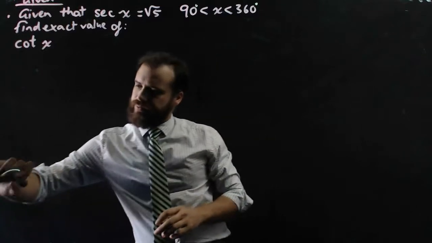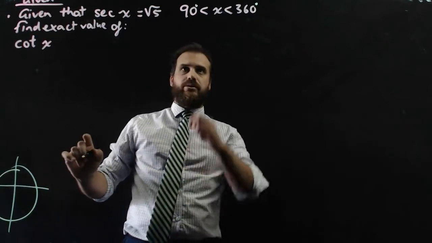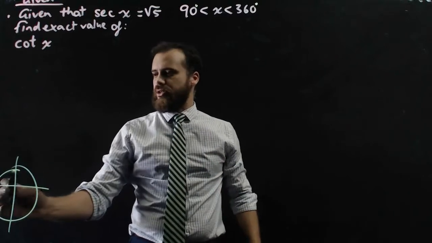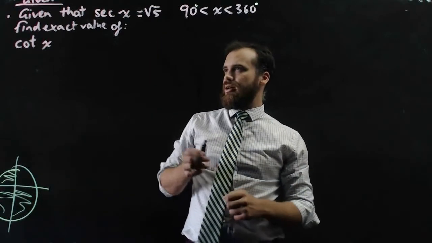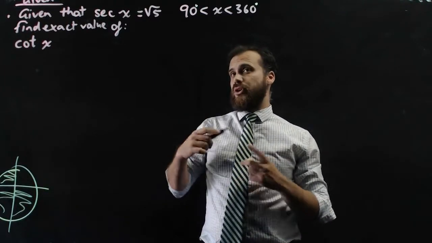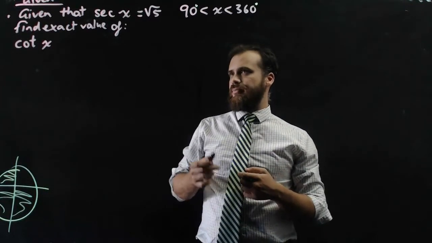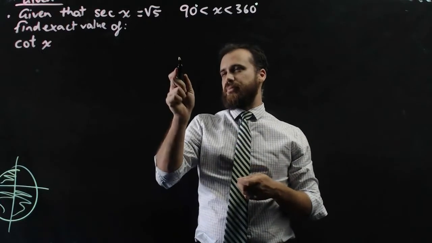We've got a unit circle. Hopefully that works, yep. Now, it's between 90 and 360, so quadrants 2, 3, and 4 are in play. Now, sec x. Sec x is 1 on cosine x, and the answer is root 5. That's a positive number.